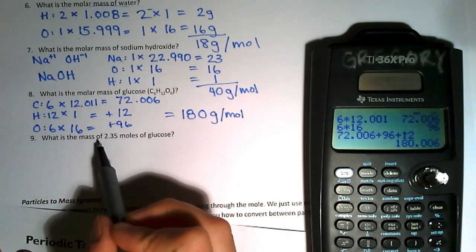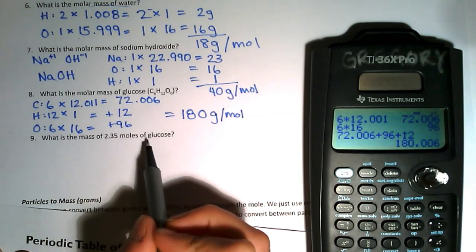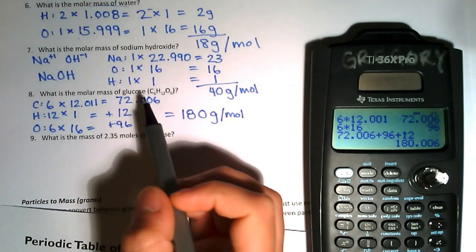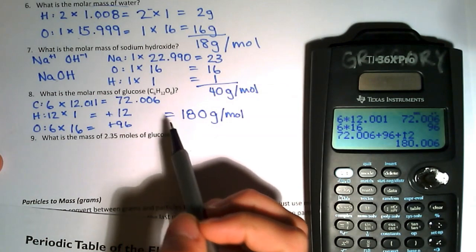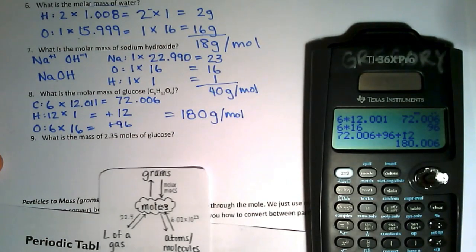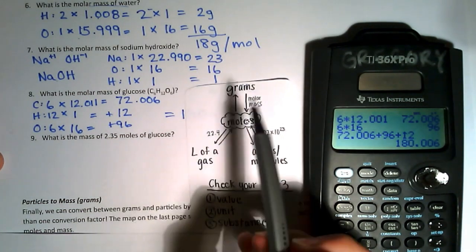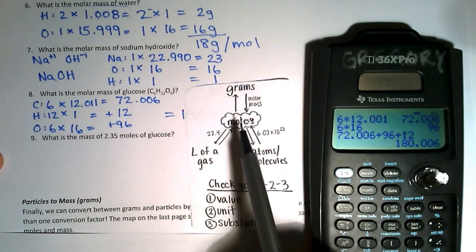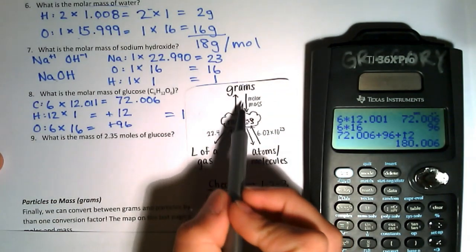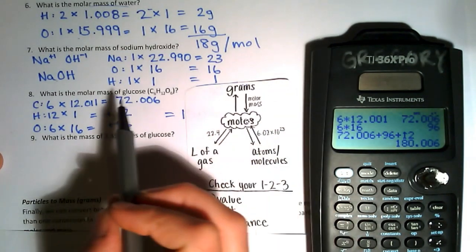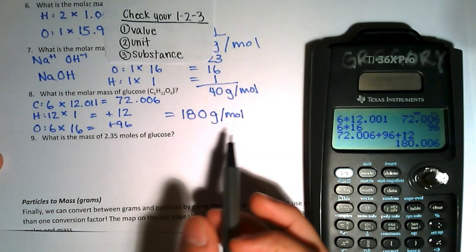This last one says, what is the mass of 2.35 moles of glucose? So we just calculated the molar mass of glucose, so now we just need to do a little bit of dimensional analysis. This is a mole to gram conversion, so we just need our molar mass to get from moles to grams. And we already calculated the molar mass, so that's super convenient.